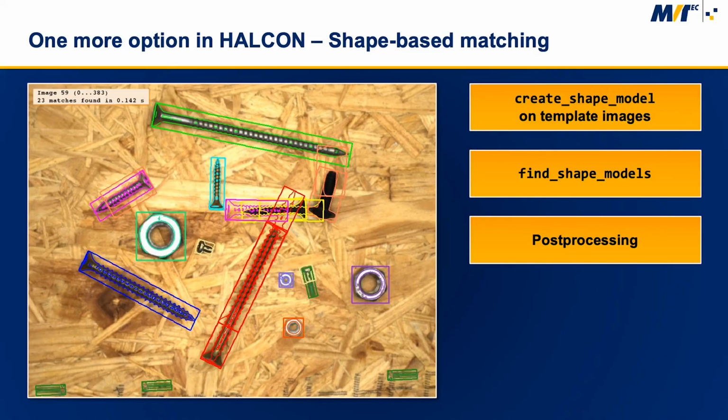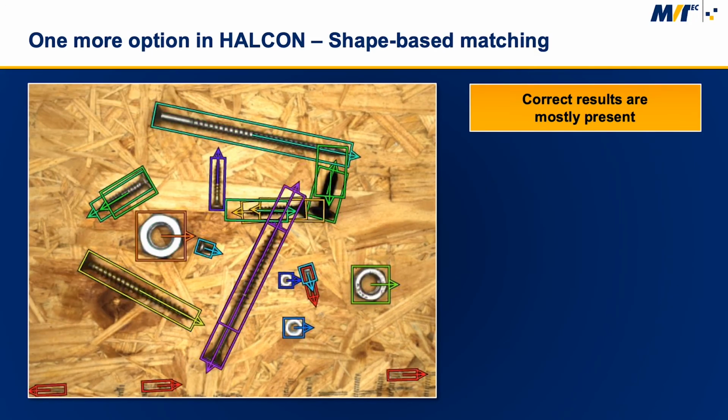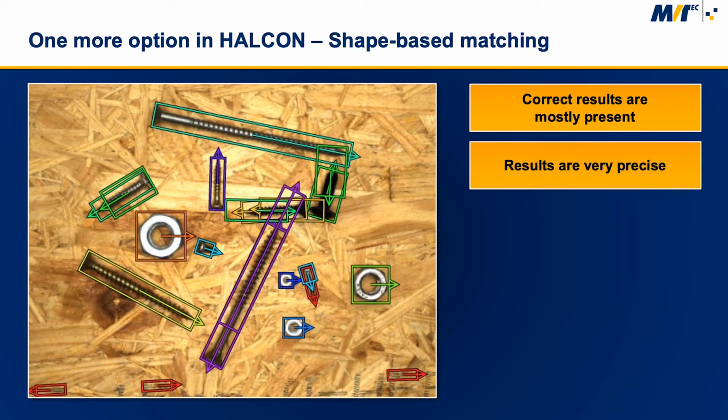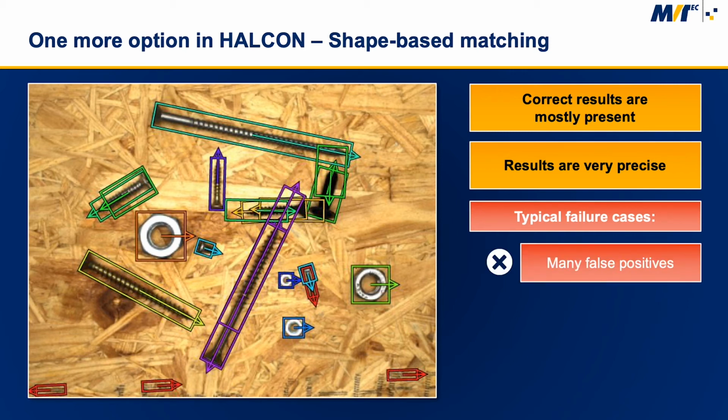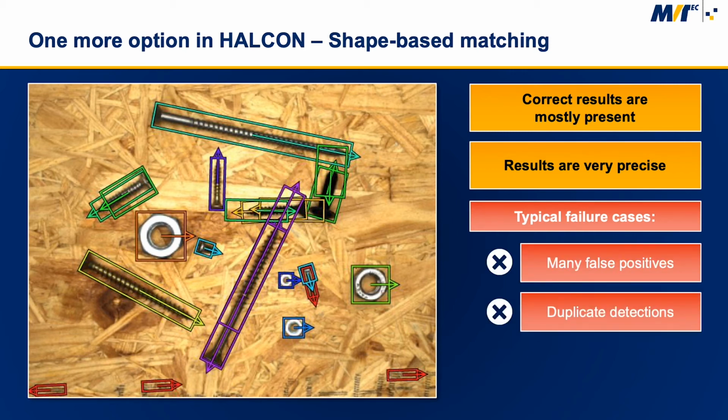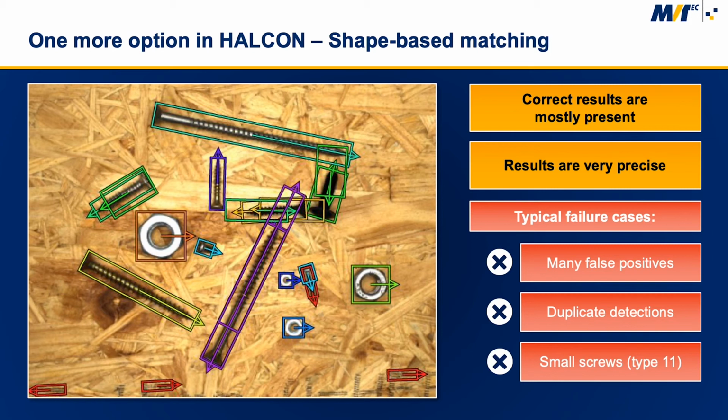So now we are already ready to apply the model, and if we look at the results, the first impression is the results are really precise, and mostly the correct objects are found. However, it's not difficult to see that also here we have some failure cases. There are many different false positives, sometimes duplicate detections along the thread of the screw with opposite orientation, or some false positives in the background. And especially we found that for the small screw, which is shown in red, the shape-based matching has some difficulties.